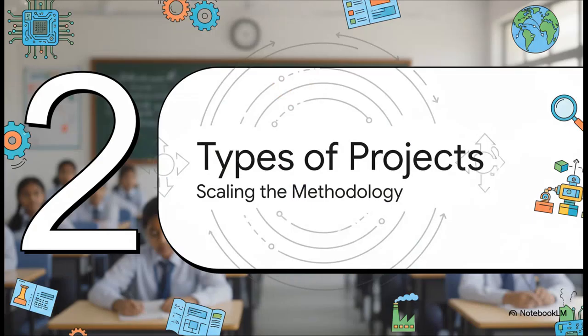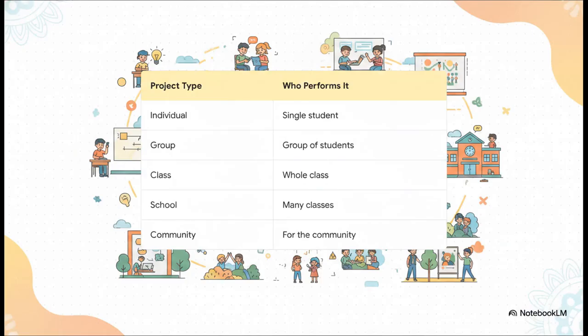Section 2. Types of educational projects. How do we actually scale this methodology? Well, you actually have incredible flexibility here. You can assign an individual project to a single student to test a very specific technical skill. Or you can foster collaboration through a group project for a small team. You could even do a whole class project where everyone contributes to a larger goal. Want to go bigger? Scale it up to a school project involving multiple classes, or even a community project designed specifically to benefit your local area. The scope is totally up to you and your learning objectives.